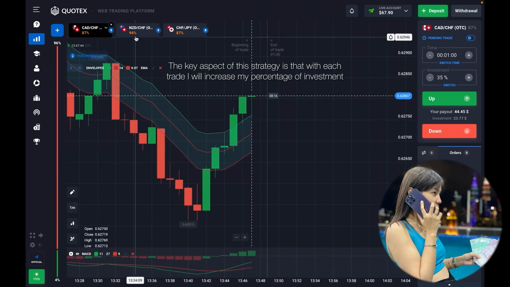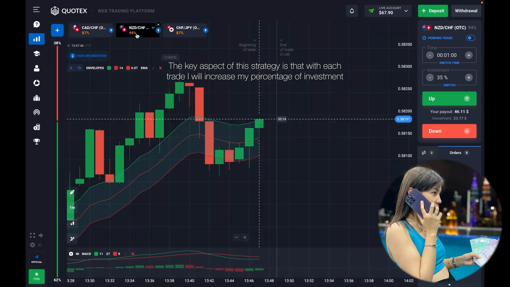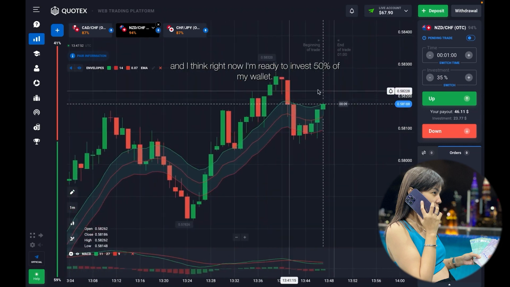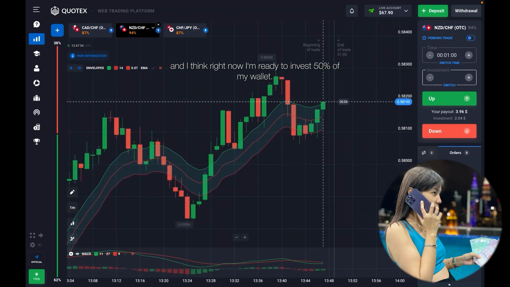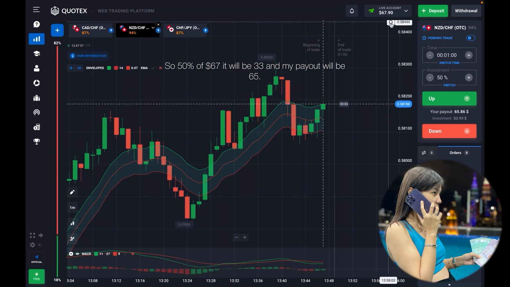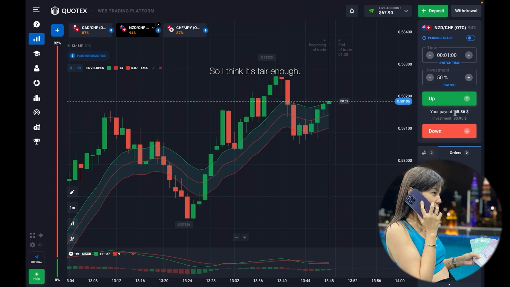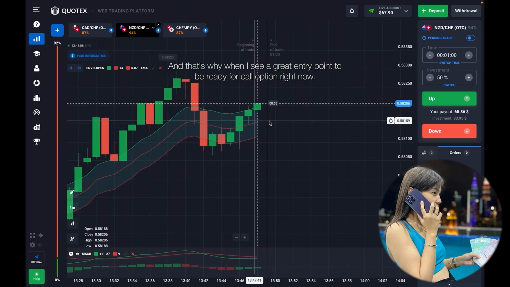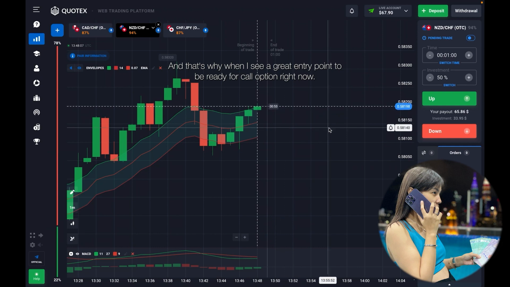The key aspect of this strategy is that with each trade I will increase my percentage of investment, and I think right now I'm ready to invest 50% of my wallet. So 50% of $67 will be about $33, and my payout will be $65. I think it's fair enough, so when I see a great entry point, be ready for a call option right now.